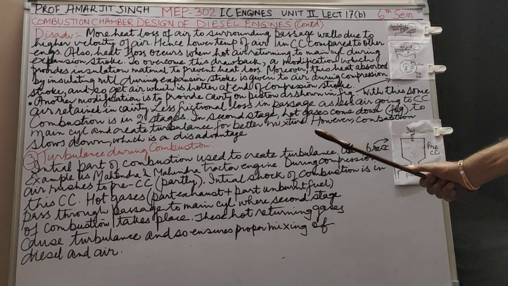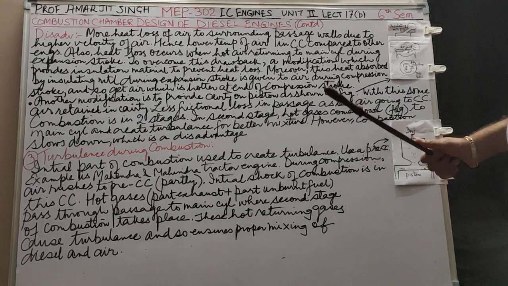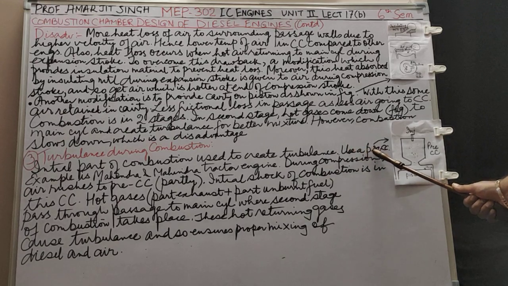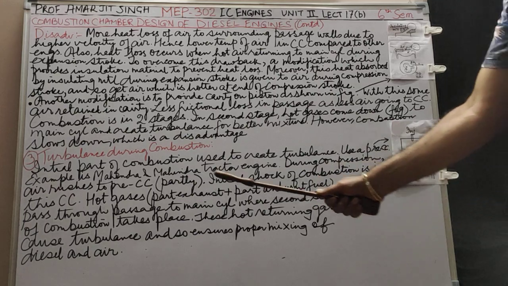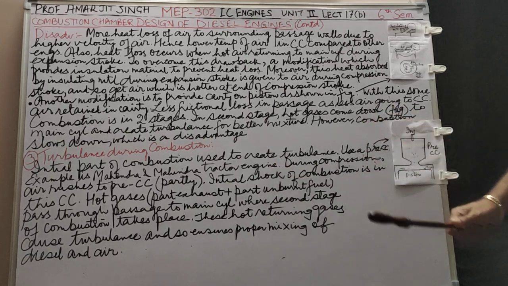Combustion takes place over a period of time. In the initial part, when the mixture first catches fire, that is the time when we want turbulence. Use a pre-combustion chamber. This is a pre-combustion chamber, something like this. This was in the Comet. This is the cylinder, and this is the piston. Simple diagram. The injector is in the pre-combustion chamber. This is found in the Mahindra and Mahindra tractor engine.